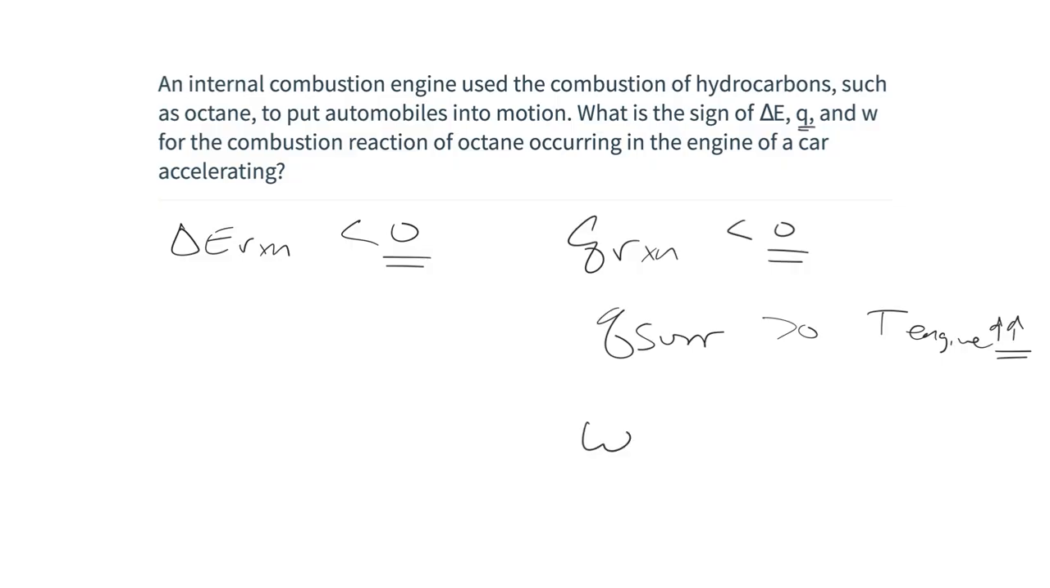And then work can be done by the reaction onto the surroundings. So less than 0, negative. And so the W of like the car, the surroundings, will be greater than 0. It receives that energy so it can go into motion.